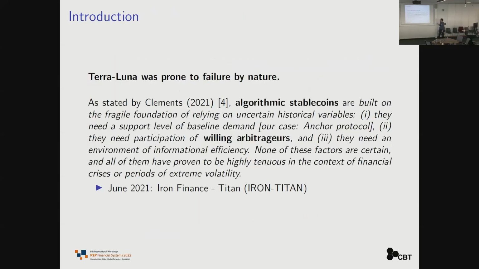And what is important to highlight is that this is not new. Indeed, Terra-Luna was prone to failure by nature. All algorithmic stablecoins have three problems. The first one is that they need a sustained level of baseline demand. And this was quite solved because they used Anchor protocol as the base. I give you 20%, obviously this was not true, but they could attract more and more people like a Ponzi scheme in order to make it work.